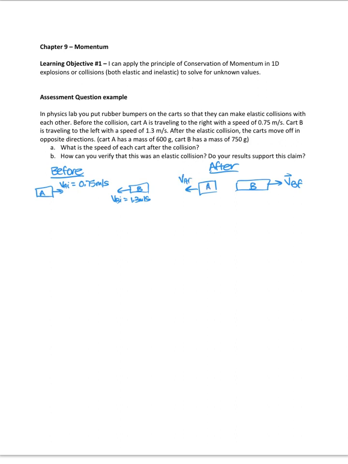with its unknown velocity. So this is conservation of momentum in one dimension. And so we have mass A, VA initial, plus mass B, VB initial, equals MA, VA final, plus MB, VB final. I am told the mass of the carts. Cart A is 600 grams, cart B is 750 grams. So I'm going to substitute some values in. Mainly I have things that I know before the collision.